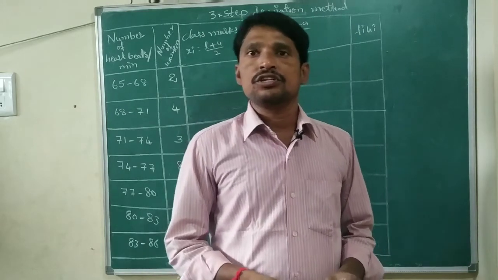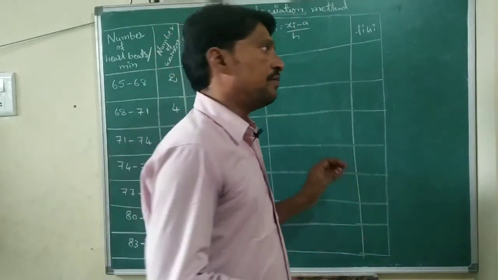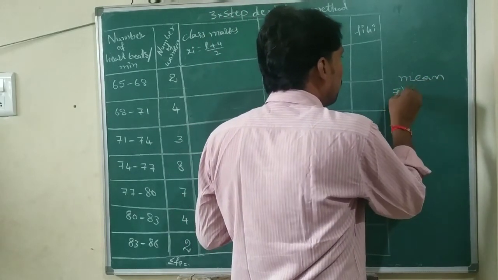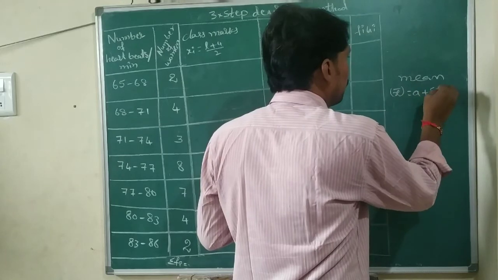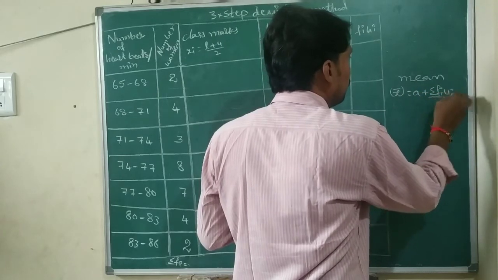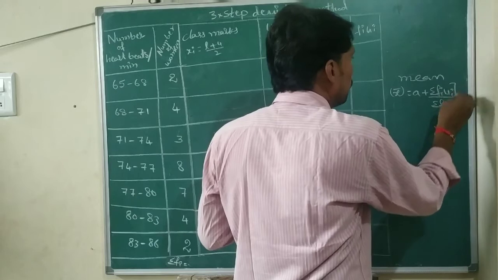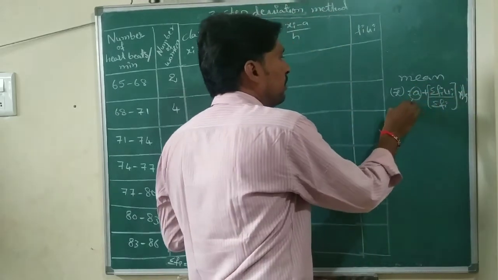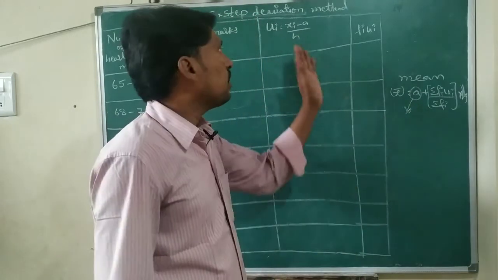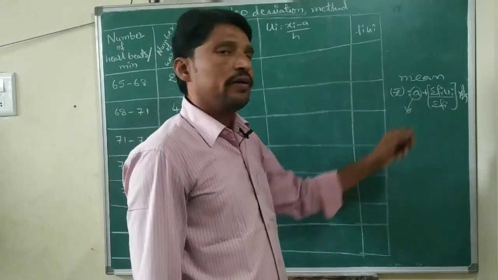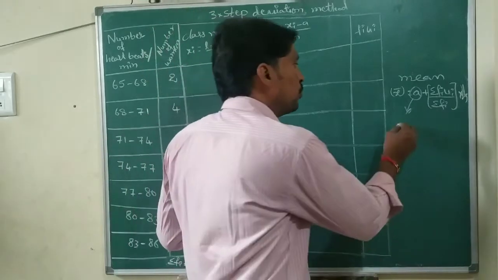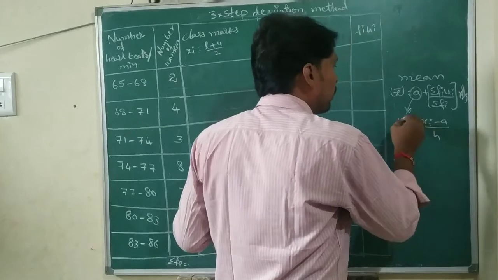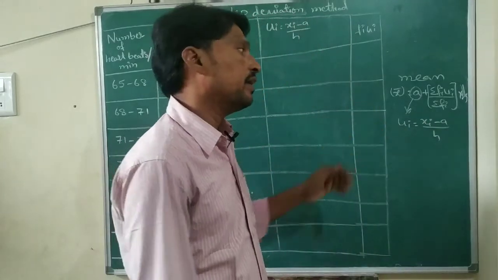Now the third method, that is the step deviation method. In the step deviation method, the mean x bar equals a plus sigma fi ui by sigma fi into h is the formula. Here a means the assumed mean from the class marks, fi means frequencies, and ui means (xi minus a) by h. So we can use the formula (xi minus a) by h.